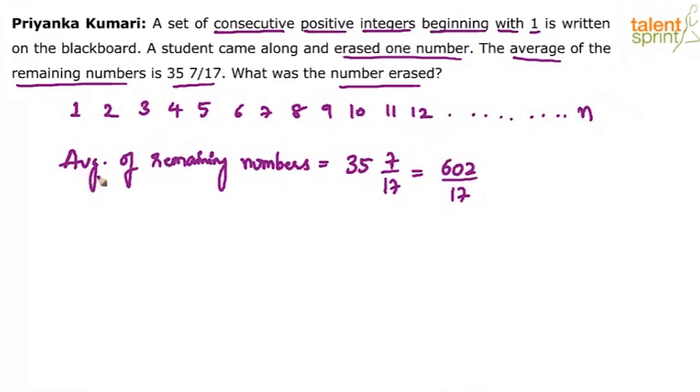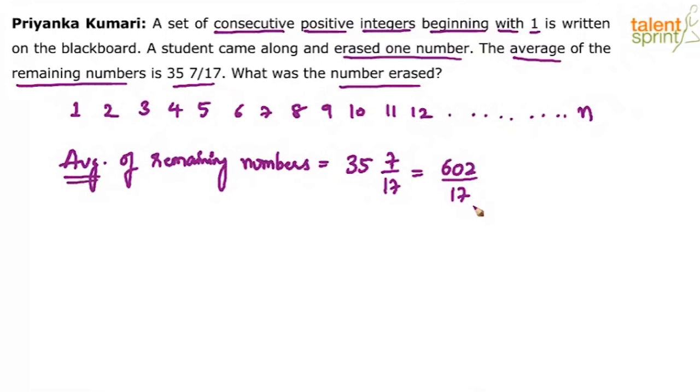Now you know what an average is, right? Average is equal to the sum of all the values divided by the number of values. So maybe the sum of all the values is 602 and the number of values is 17. You're able to follow? I'm just converting that fraction. 35 7 by 17 can be taken as 602 by 17. Now, this is the average when one of the numbers has been removed.